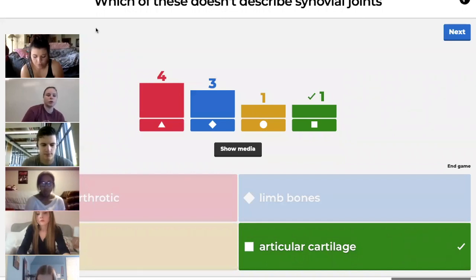Okay, so they are diarthrotic. They are fluid filled and they are part of your limb bones. They don't have articular cartilage, so that doesn't talk about the joint. That's part of the bone.